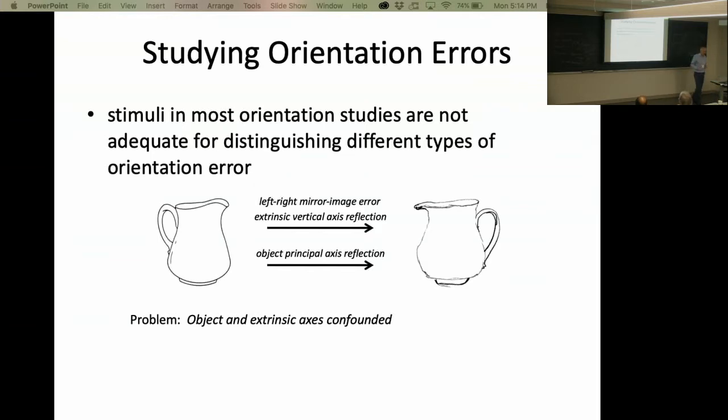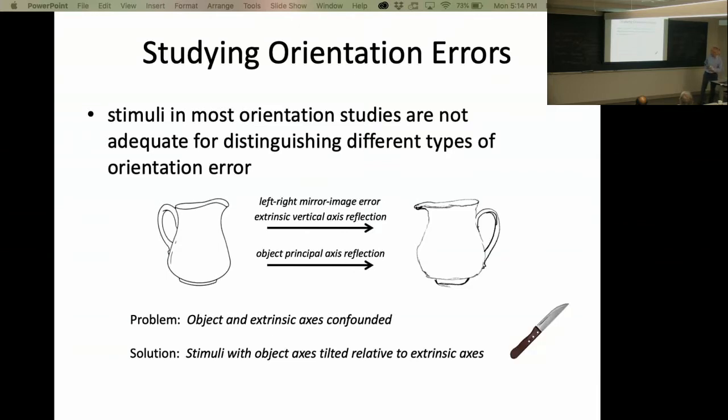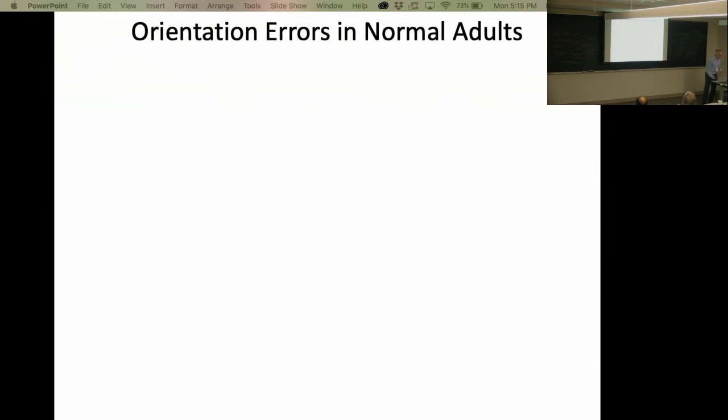They're aligned. And so we can resolve that problem pretty straightforwardly by using stimuli that have object axes tilted relative to extrinsic axes, as I've been illustrating all along with the knife. In this case, an object principal axis reflection takes a different form than a reflection across the vertical axis. There are other issues as well with types of stimuli that I don't need to go into here. All right, so Emma Gregory and I looked at orientation errors in neurotypical adults.